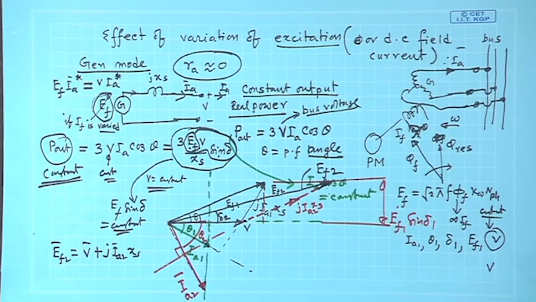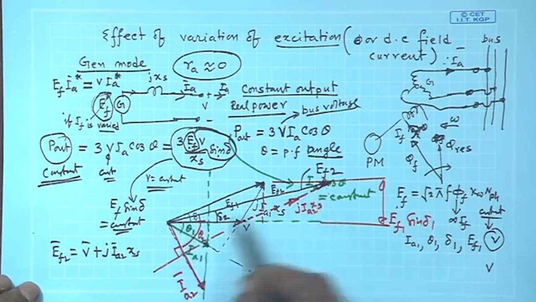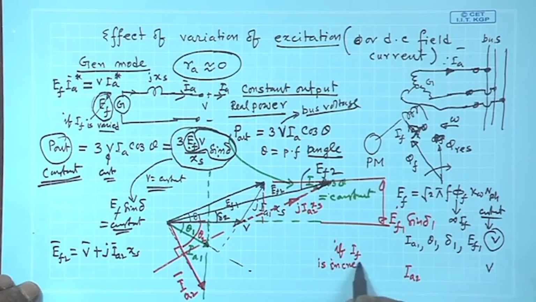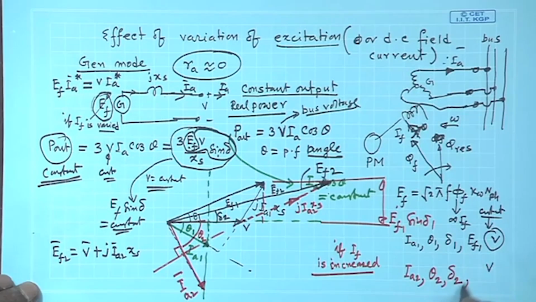So, if you have increased the excitation of a synchronous generator under constant power condition, earlier it was operating with E f 1, delta 1 etcetera, your new operating point, if I f is increased, will be I a 2, power factor angle theta 2, new load angle delta 2 and new induced voltage E f 2.